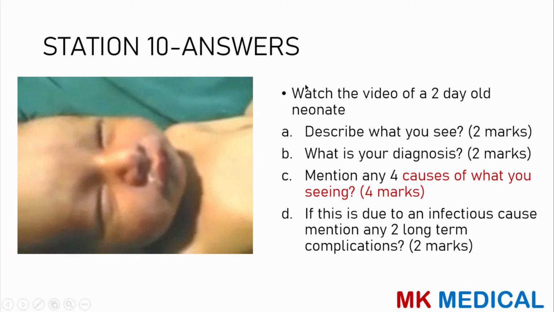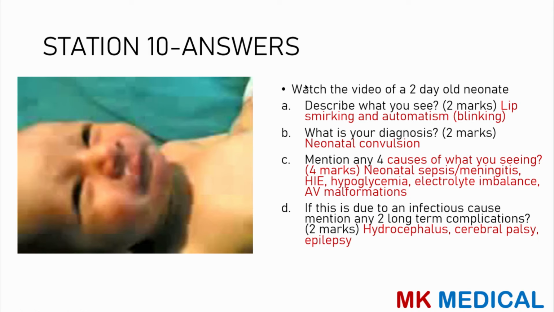Okay, so that's the video. Let's go to the answers. So this child is obviously showing some signs of automatism. There's some blinking, that repetitive blinking that's there. And there's lip smacking. So this child is having a neonatal convulsion.